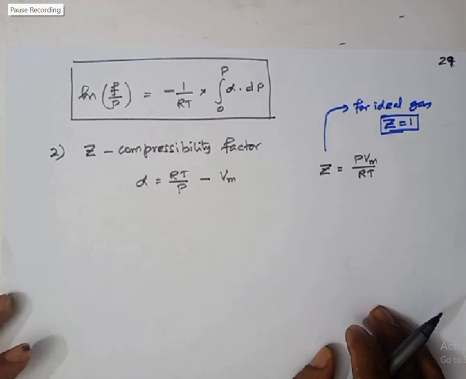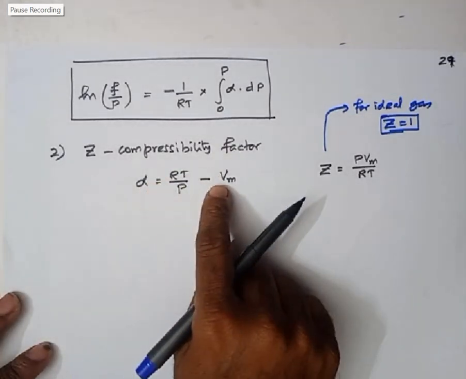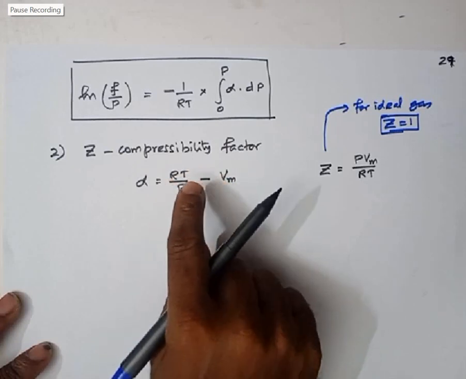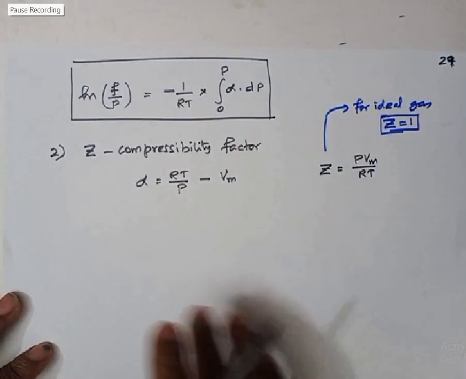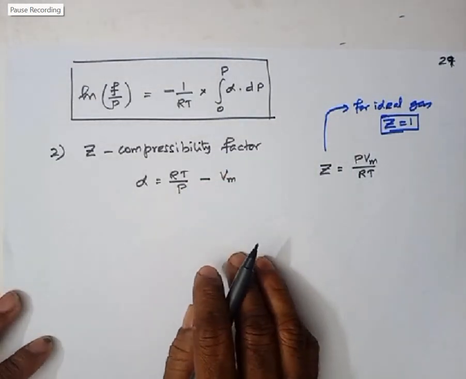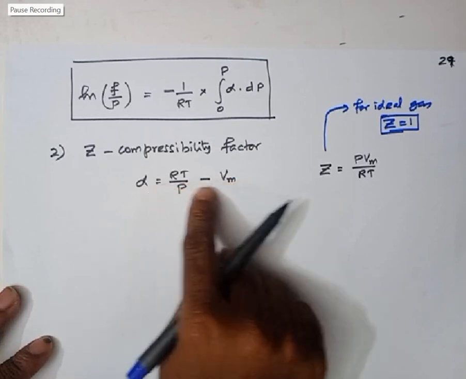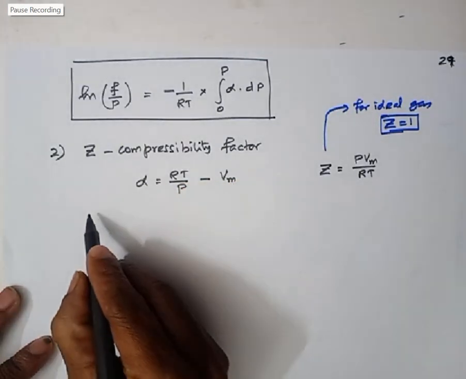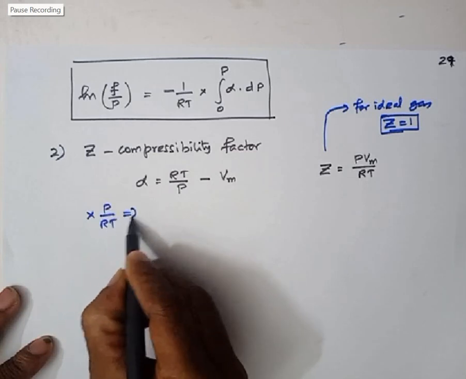Now what I am going to do, I am going to make some rearrangement here, and I am going to get an expression for compressibility factor. How to do that? Very simple. Multiply throughout by P and divide throughout by RT. See what I am doing? Multiply throughout by P and divide throughout by RT.